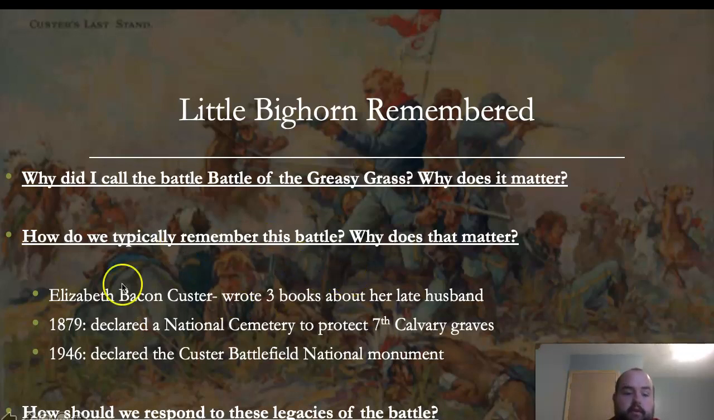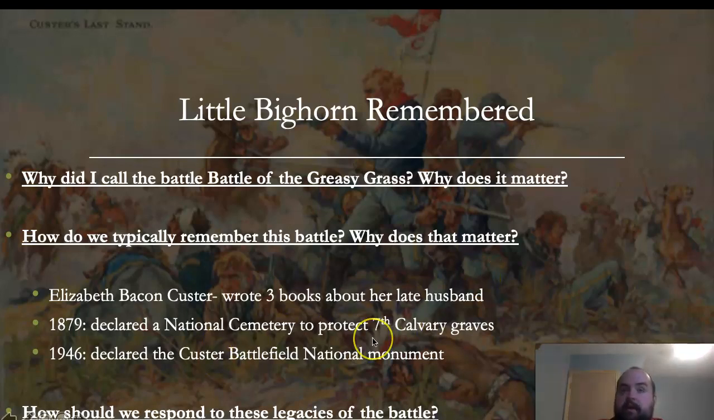This is obviously a very controversial issue. So again, it raises the question: is it appropriate to protect the graves of these American veterans, or is it honoring heroes who don't deserve it? Again, a very important question that we all have to wrestle with, especially given our current political climate. In 1946, the area was declared to be the Custer Battlefield National Monument. So again, memorializing this idea of a brave last stand against savage Native Americans.